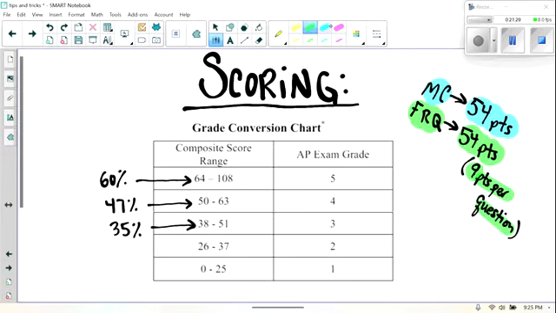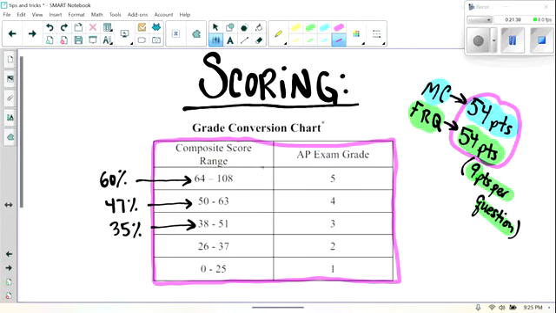But what I want you to pay closer attention to is this chart right down here. Out of the total 108 points, when I add my multiple choice and free response question, that's the highest you can get. If you can get in between 64 and 108, and this was like from a couple years ago, but it doesn't really change that much. If you only got 64 out of 108 points, that's 60%. Bing, bang, boom. That's a 5, kids. That's a 5. If you get from 50 to 63 points, that's a 4.